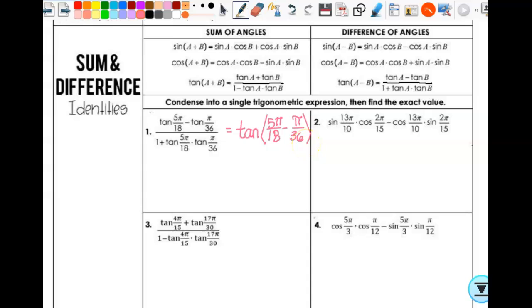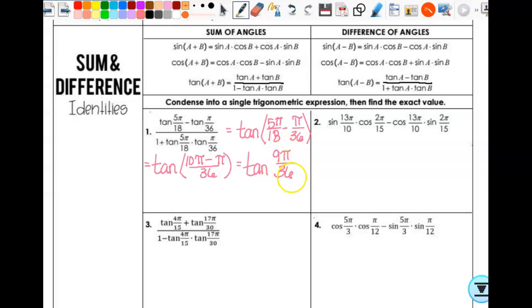All right, and we're doing this because I don't know what the tangent of 5 pi over 18 is, and I don't expect you to either. So then here I need to combine these two fractions. When I subtract, what's my common denominator going to be? 36. So with a common denominator of 36, that first fraction has to get multiplied by 2 over 2. So this is 10 pi minus pi. So this gives me the tangent of 9 pi over 36.